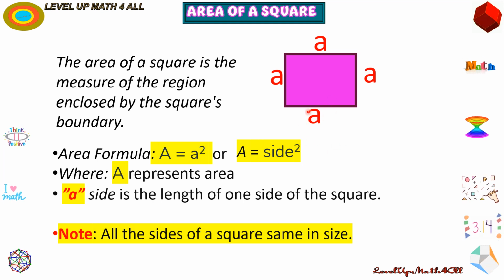Sides are represented with a small a. Our formula to find the area of a square, the capital A equals a squared, so A equals side squared. One thing you have to remember in the square is that all the sides are the same in size. So four sides are the same in size.